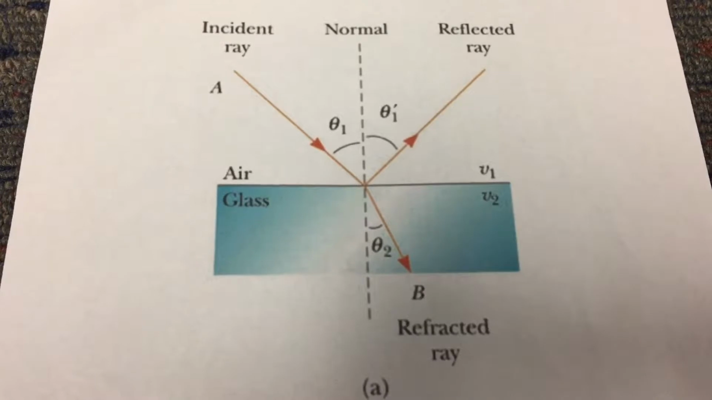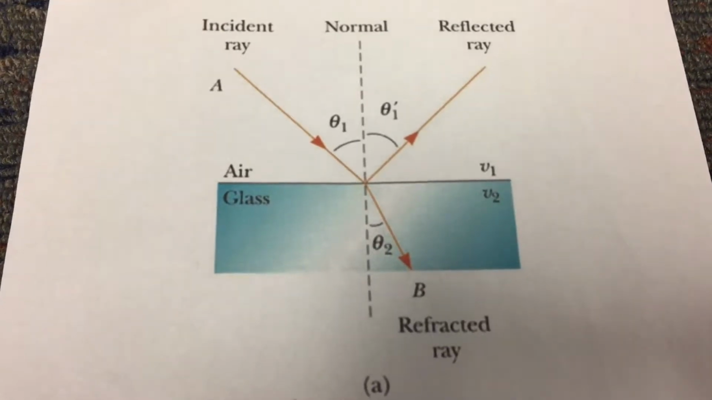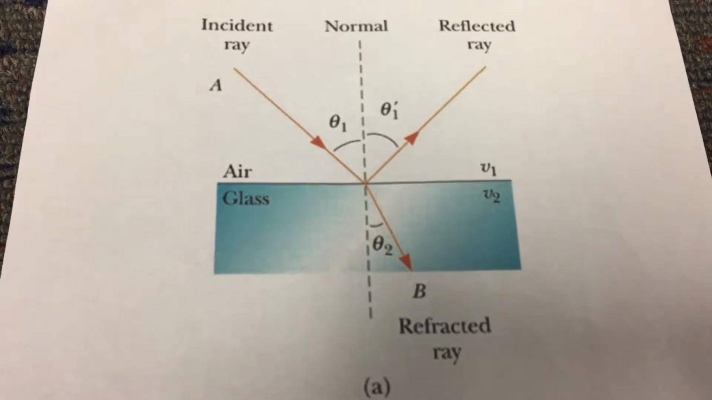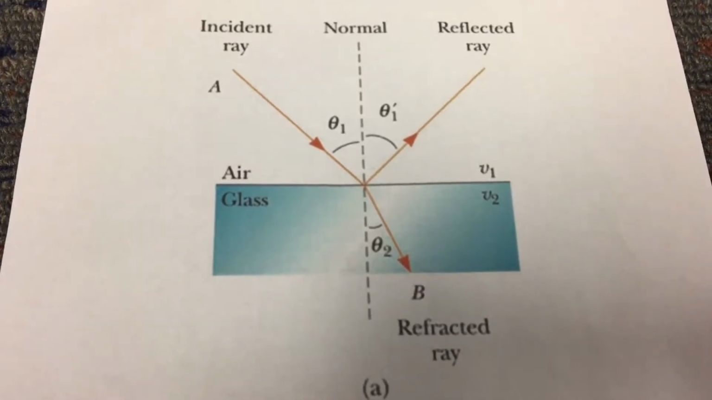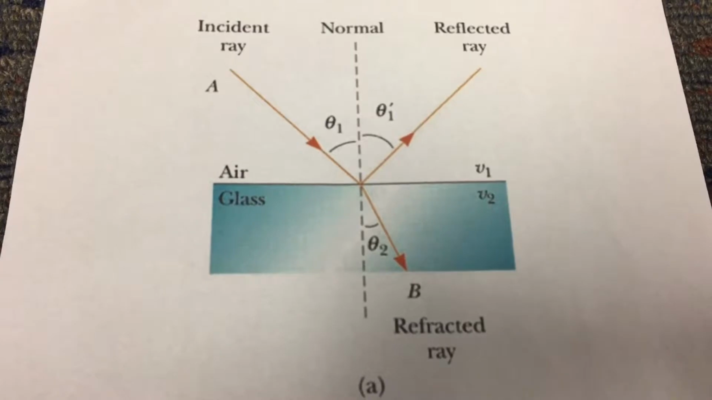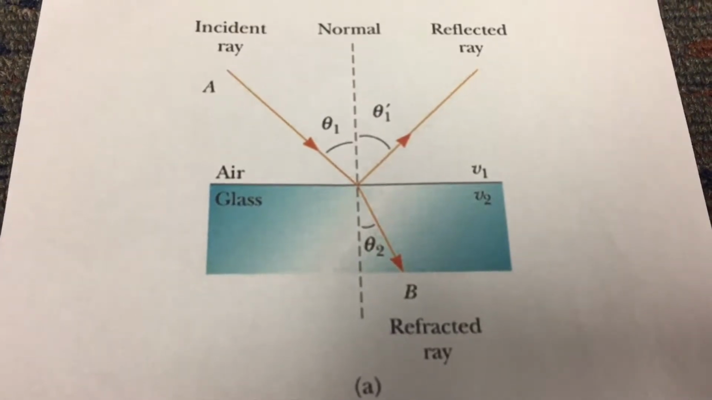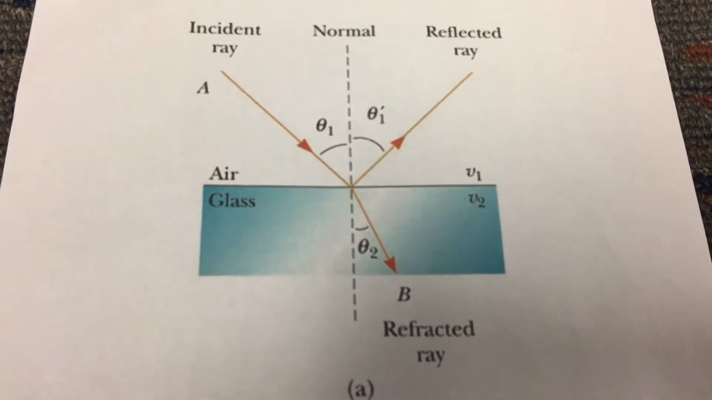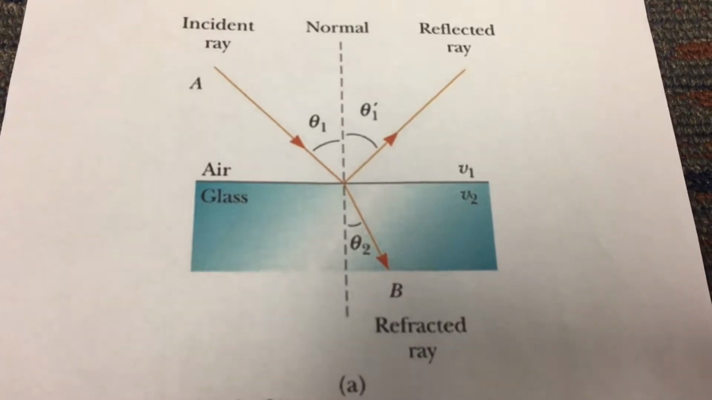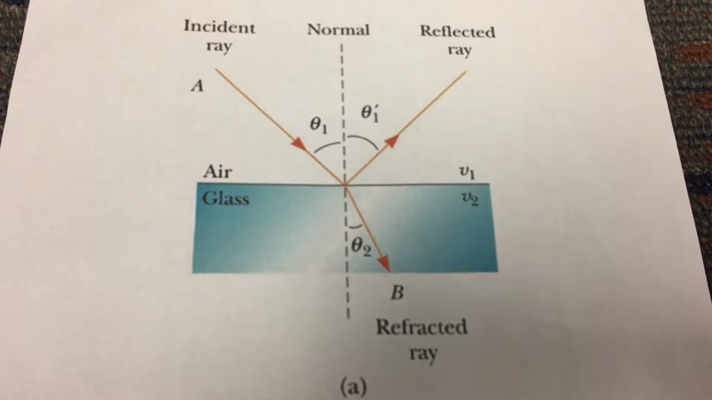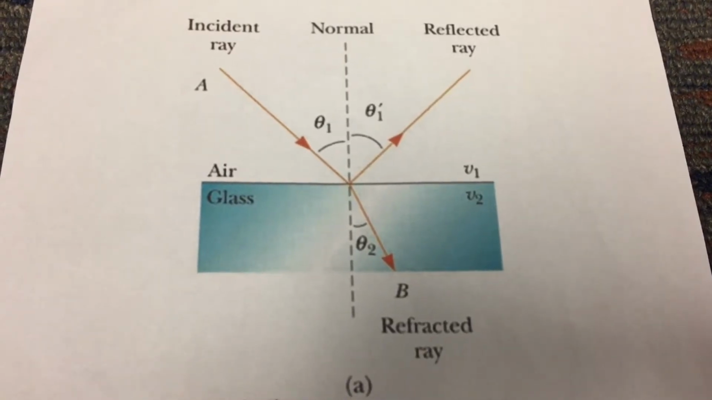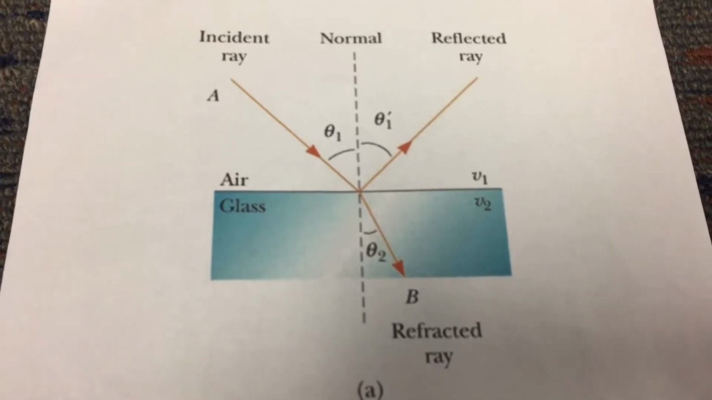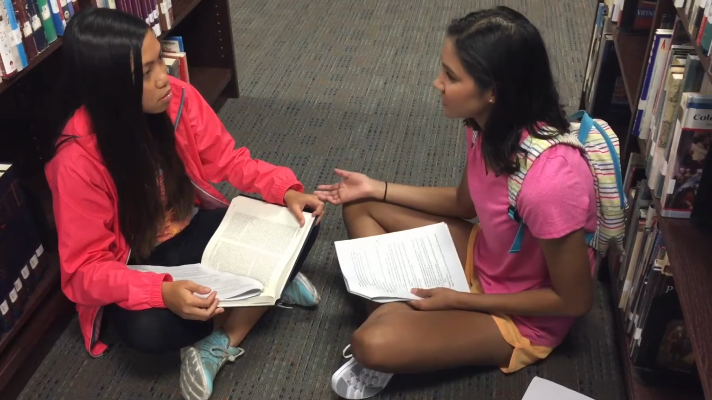The angle between the incident ray and the normal is known as the angle of incidence. The angle between the reflected ray and the normal is known as the angle of reflection. These two angles are labeled with the Greek letter theta, accompanied by a subscript, read as theta i for angle of incidence and theta r for angle of reflection. The law of reflection states that when a ray of light reflects off a surface, the angle of incidence is equal to the angle of reflection. So do you have that down so far?